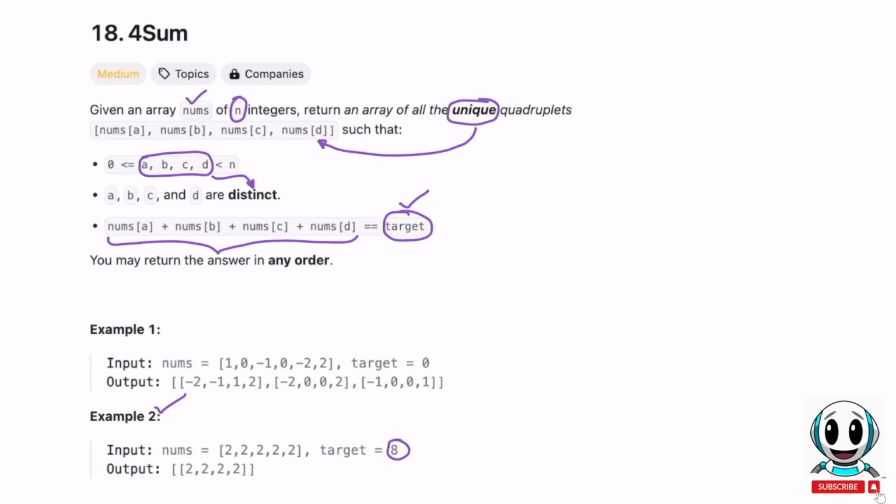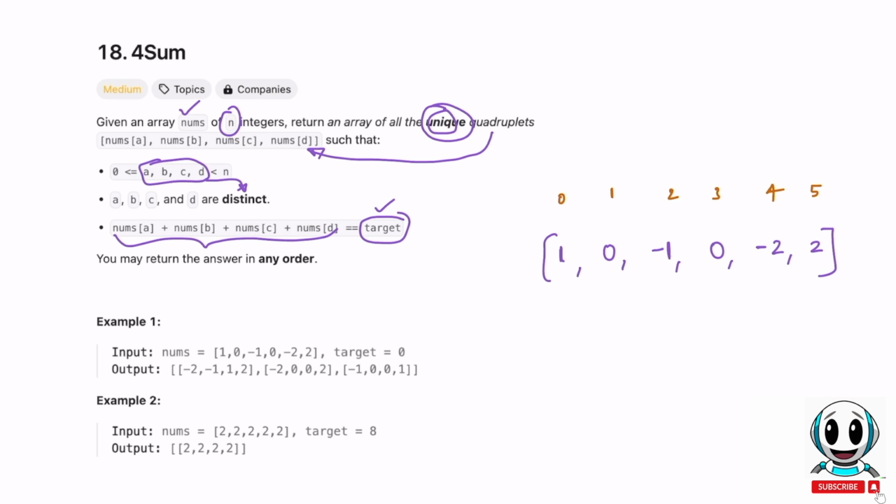One of the quadruplets that adds up to 8 is this, which has all 2's, and we add that to the output. Another quadruplet that adds up to 8 is this, which is again all 2's. We do not add this to the output because the output has the quadruplet already, and we cannot have duplicates in the output because we have to return only the unique quadruplets.